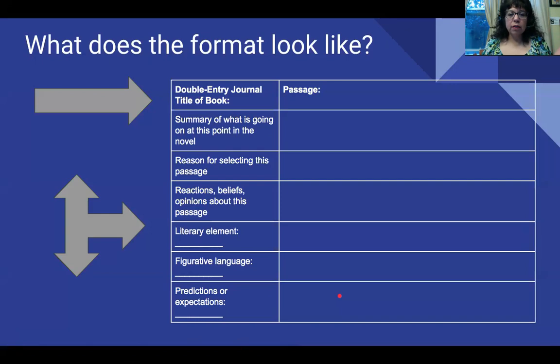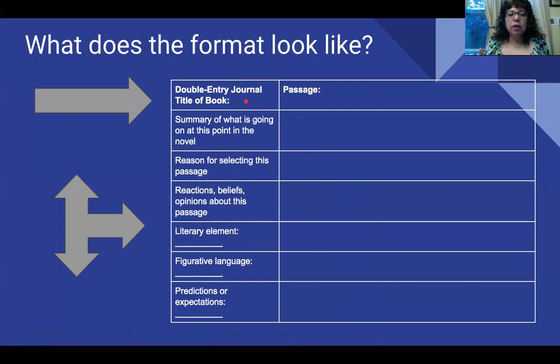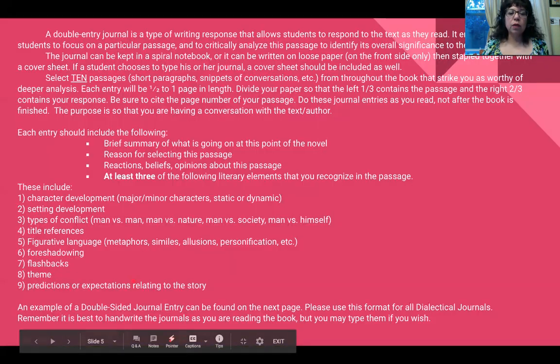What does it look like? So here's the basic format. It's 2 columns, and on the left, you have the title of the book that you put in there, the quote from the passage in quotation marks along with your citation, which is the page number, okay? And then you've got to summarize what's going on in the novel, and state your reason why you chose the passage. What's your reaction, your belief, or opinion about the passage? And then you've got to choose 3 different literary elements. I'm going to go over those with you.